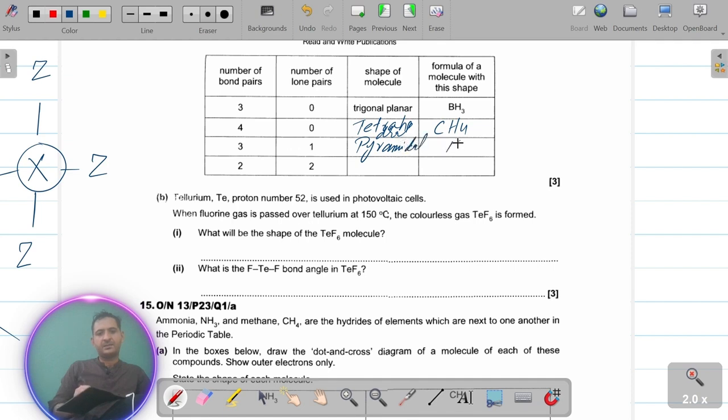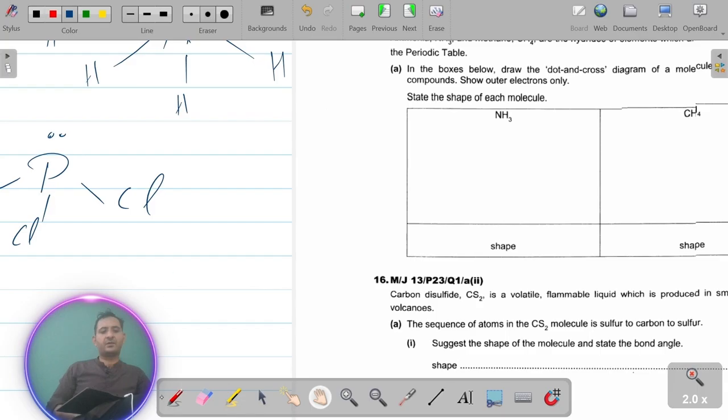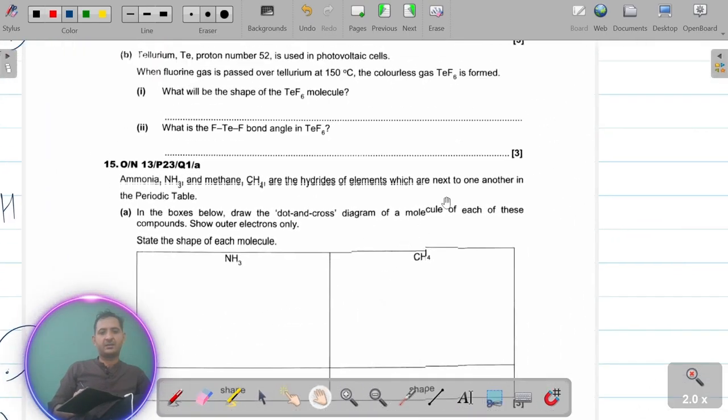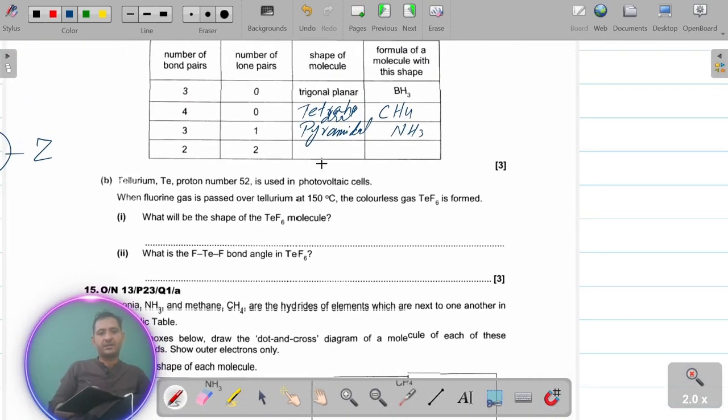And the example is NH3. Next, 2 lone pairs, 2 bond pairs. I think water is the best example. We have oxygen with 2 lone pairs on the central atom, and 2 bond pairs, one hydrogen and the other hydrogen. So the shape is bent or V shape. I'm writing it here as bent shape because of space, and the example is H2O.